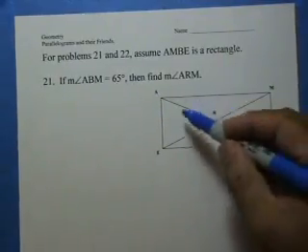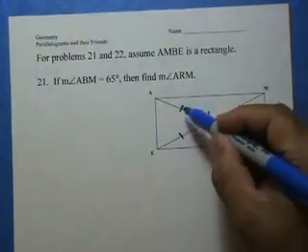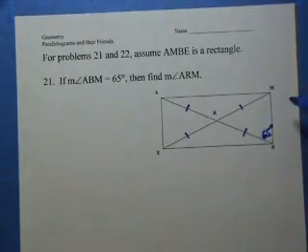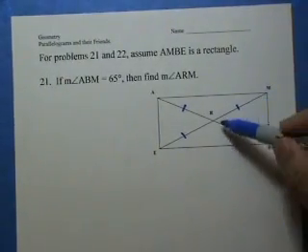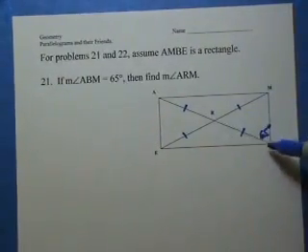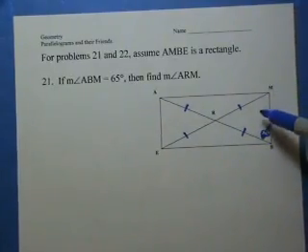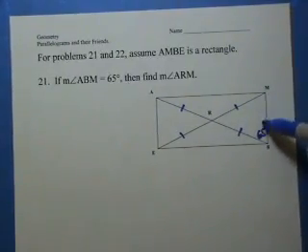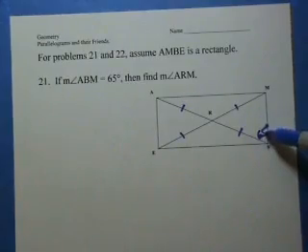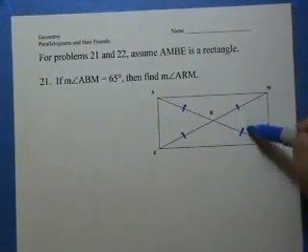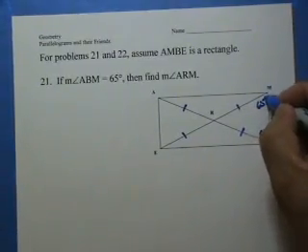In a rectangle, the diagonals are congruent. So that also means all 4 pieces are congruent. So what you have here is an isosceles triangle. In an isosceles triangle, the base angles are congruent, or the angles opposite the congruent sides are congruent. So that's 65.